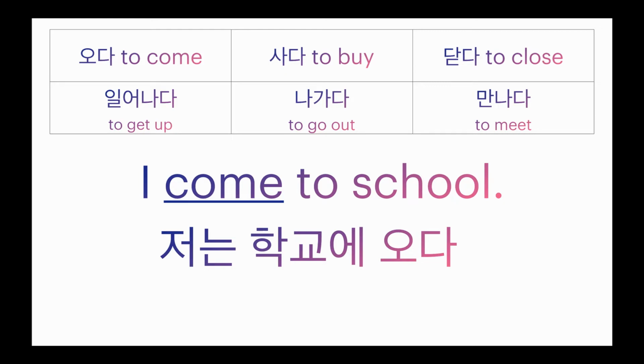So we drop 다 and add 아. But just like 보다 before, if you say 오아 many times very fast, 오아, 오아, 오아, 오아. 오아 merges into 와. And finally, make it polite, 요. 저는 학교에 와요.